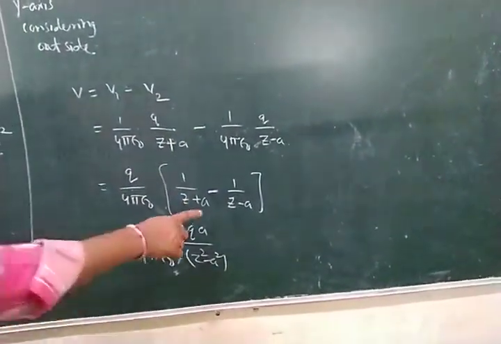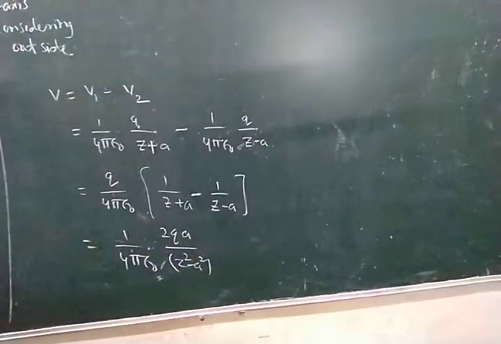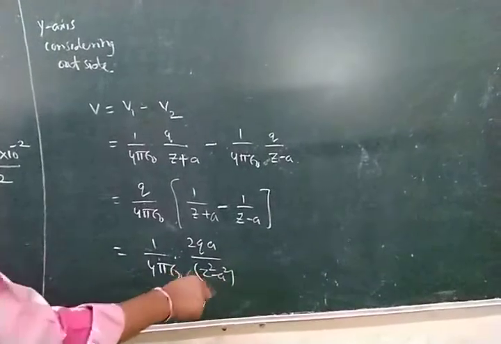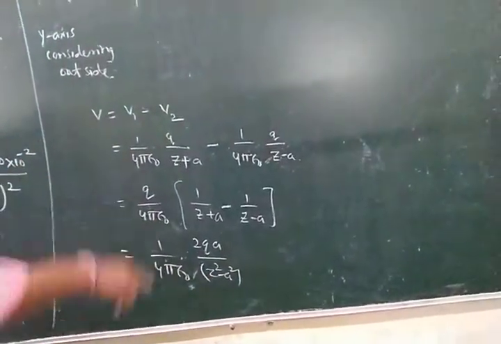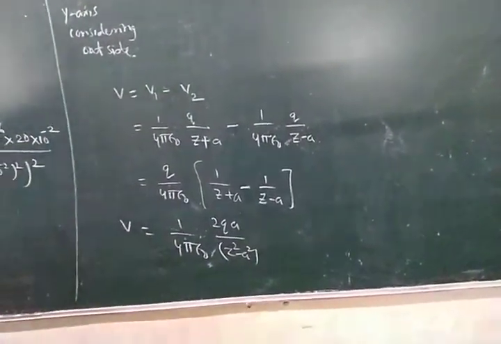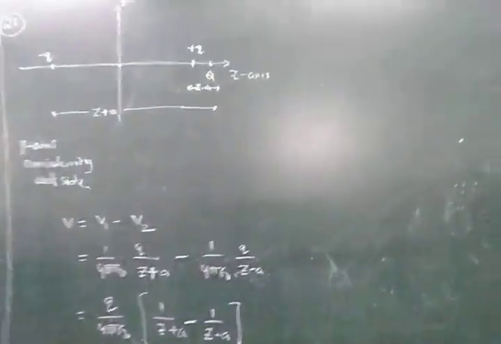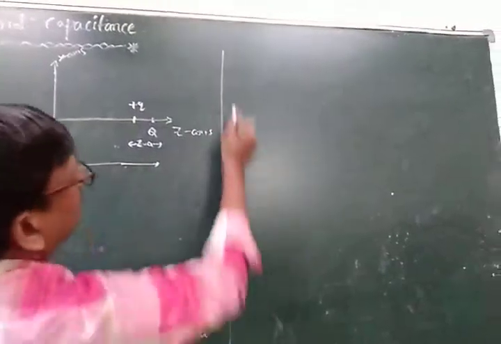It is just like the formula a plus b into a minus b, that is a square minus b square. We can substitute, and we are getting the answer. This is question number 21. Next is question number 26.